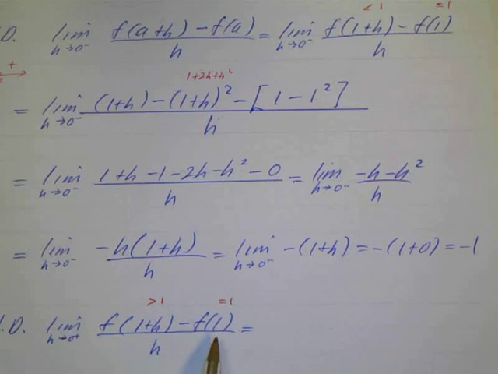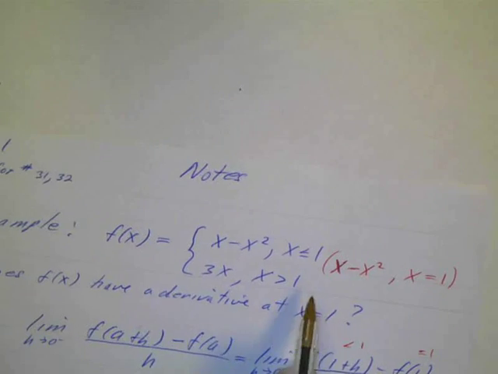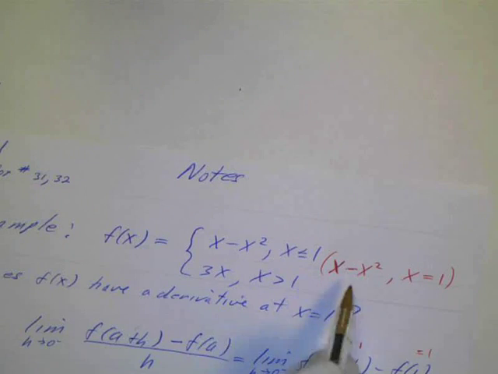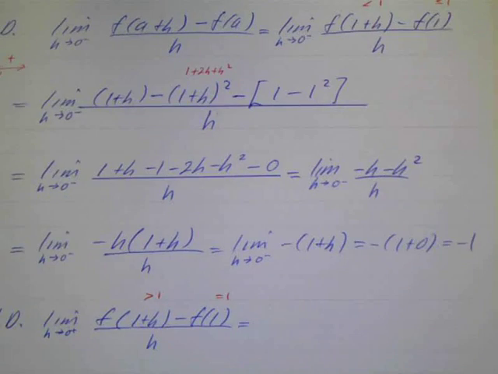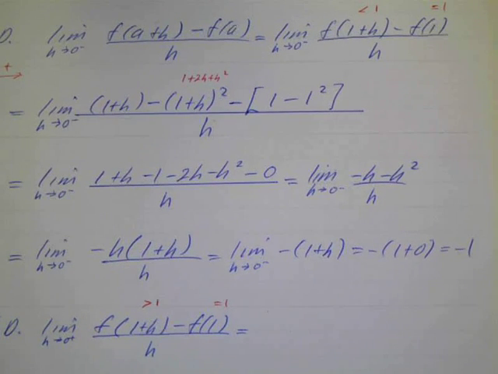So in this case, I'm going to use this function, 3x. But for f of 1, I'm going to use my original, first function, x squared, because x equals 1. So you have to put those in the appropriate functions.